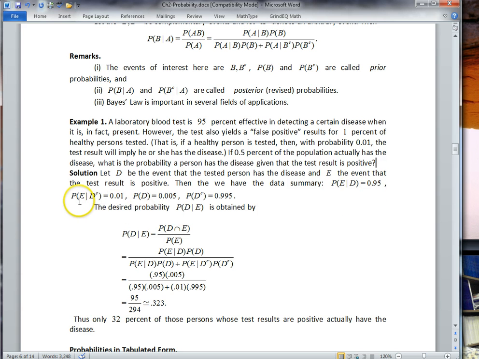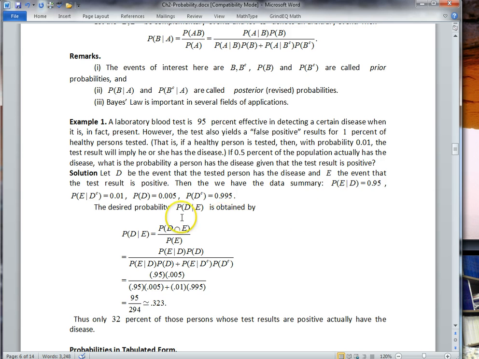And also we have P of E given D complement, that's the false positives. If a healthy person is tested, that means given that the person does not have the disease, there will be 0.01, very small percent that would show the disease. And P of D, probability that a person has the disease, is also very small, and the probability a person doesn't have the disease is very high. But if you think of it now, really, is that what we really want to evaluate how good that test is?